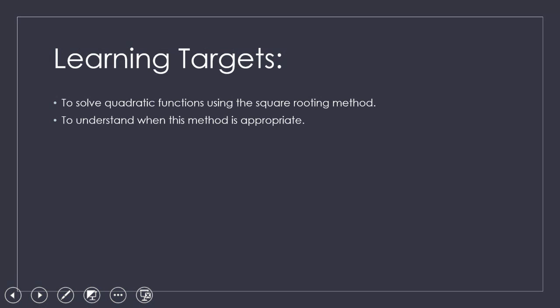Our goals for today are to be able to solve quadratic functions using the square rooting method and to talk about when this is appropriate. Like I said, there's going to be four different methods we're going to talk about, and different methods work in different situations. We're going to talk about how to know if this is the right way to solve.